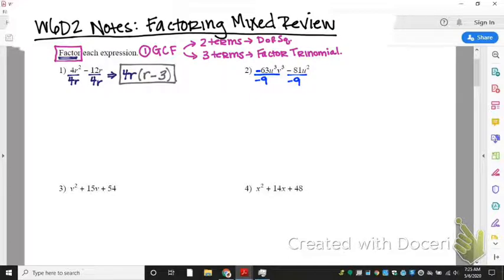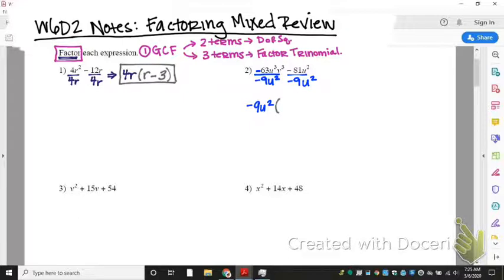Okay, and then let's look at our variables here. We have a u to the third, v to the third, and in the second term we have a u squared. So that means they have a u squared in common. They do not have any v's in common. If this stuff is a little confusing to you, you might want to go back and look at the GCF video and revisit that stuff, okay? So we're going to divide each one of these terms by negative 9u squared.